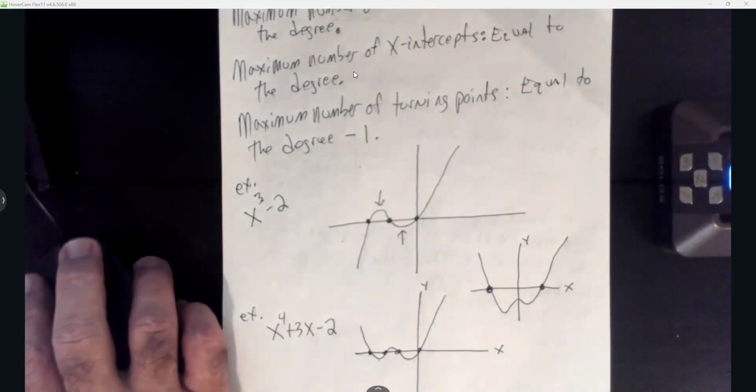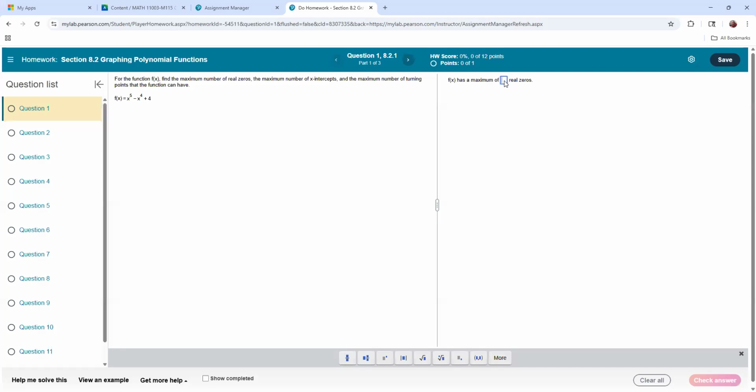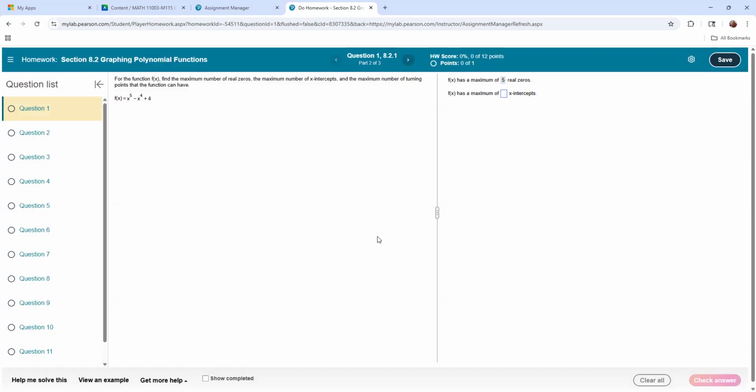So y'all let me see what y'all do on some of these examples. All right, y'all, so you got f of x equals x to the 5th minus x to the 4th plus 4. What is the maximum number of real zeros for that polynomial? So what I'm asking then, basically, is what's the degree of that polynomial? And that would be 5. Good job, because that's the highest exponent.